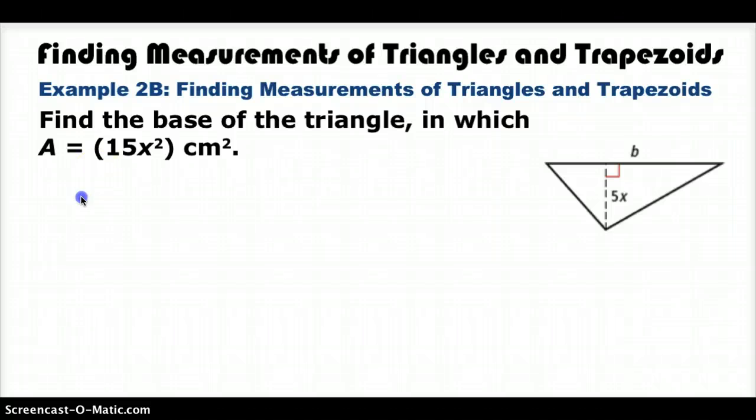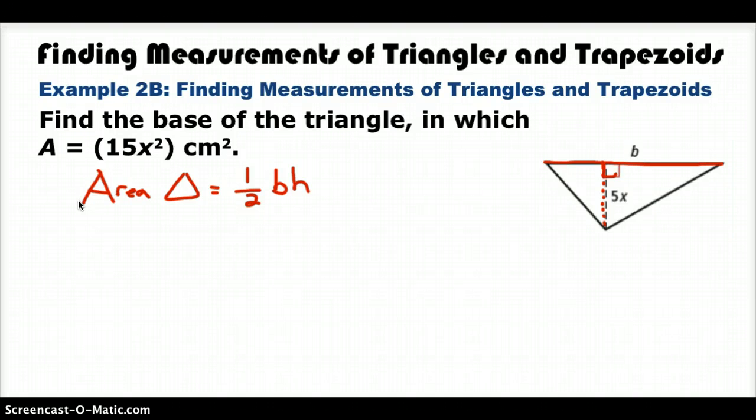Recall that the area of a triangle is 1/2 times the base times the height. The base in this case would have to be perpendicular to the given height, so this is going to be the base. They give us the base of b, and the height here is 5x, so what we don't know is the base. I'm going to say that the area equals 15x squared, so 15x squared is equal to 1/2 times the base, which is b, times the height, which is 5x.